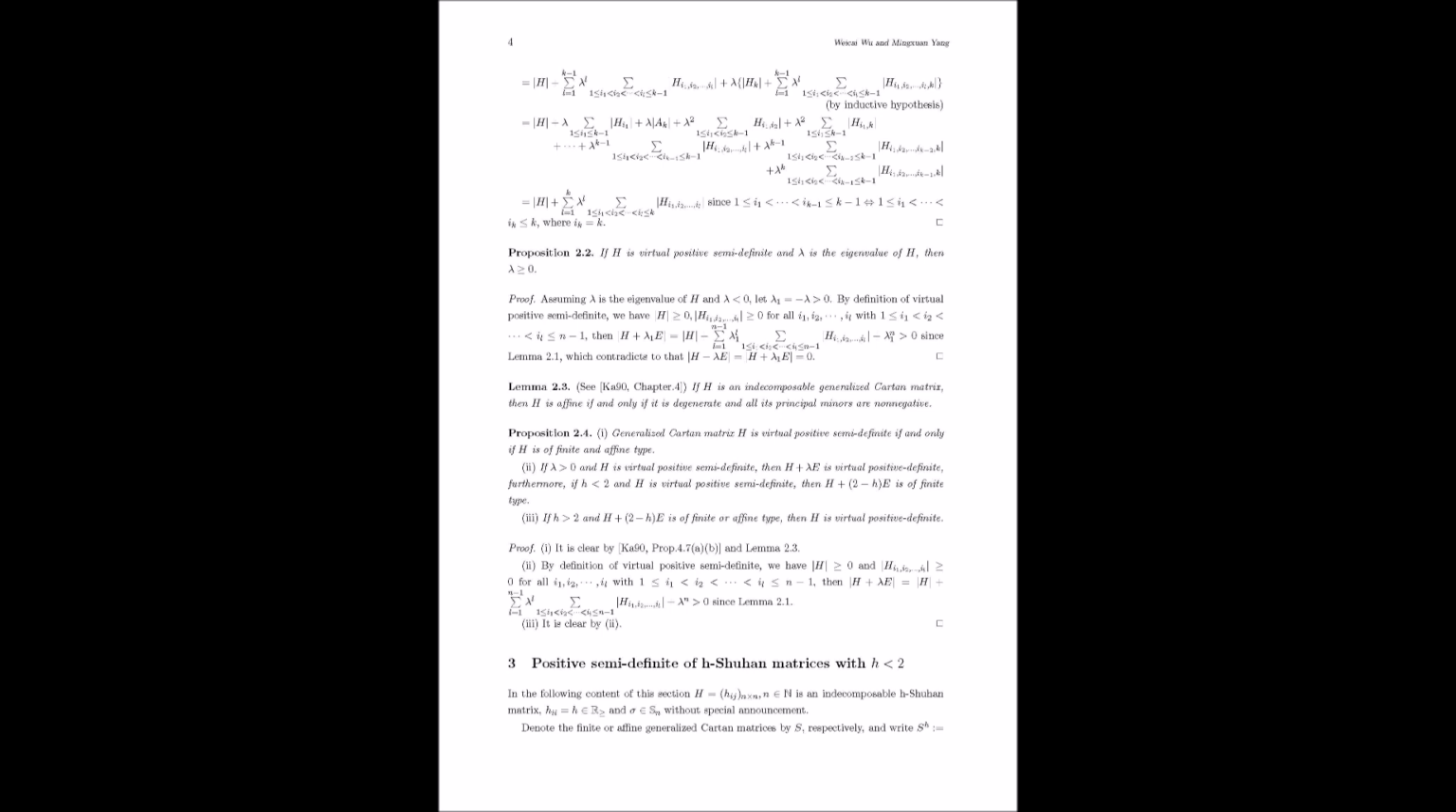Precisely. Lemma 2.1 states that for any square matrix H of order n, and any scalar t, the determinant of the matrix H plus tI, where I is the identity matrix, can be expressed as det(H) plus t to the power of n, plus some sum over k of t to the k times a sum of determinants of principal submatrices. Whoa, that's quite a formula. Can you break it down for us a little bit?